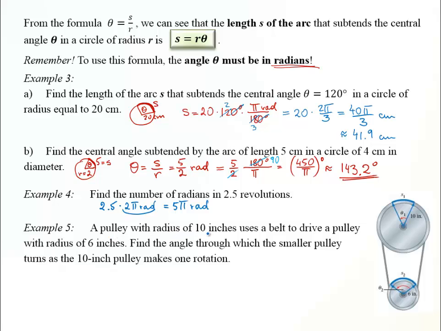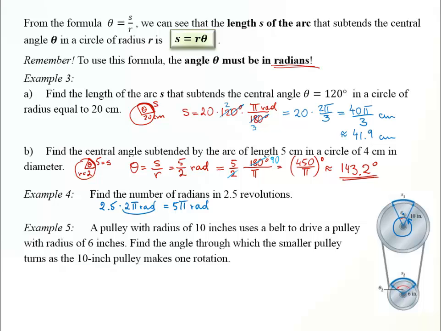And here's another application problem. A pulley with radius of 10 inches uses a belt to drive a pulley with a radius of 6 inches. We have two pulleys and the belt that connects them. Find the angle through which the smaller pulley turns as the 10-inch pulley makes one revolution. So the 10-inch goes around, and during that time, by what angle will the small pulley turn?